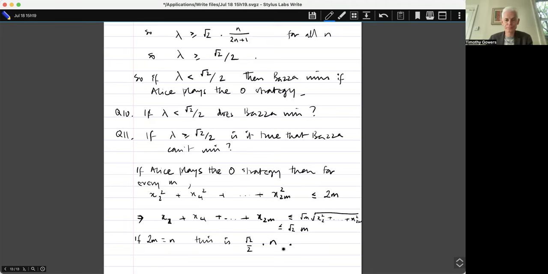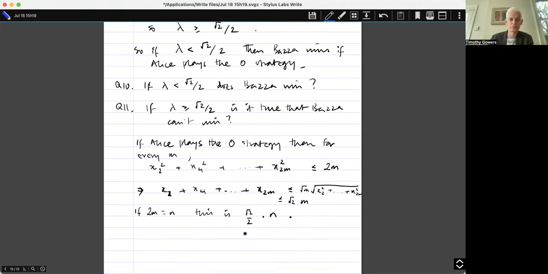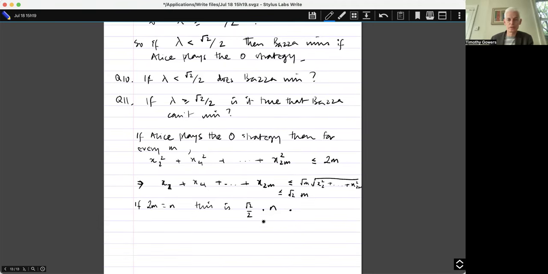And it's also less than or equal to root 2 over 2 times n plus 1. So that means that if Alice then plays 0, everything's going to be okay. So the answer to that is yes.